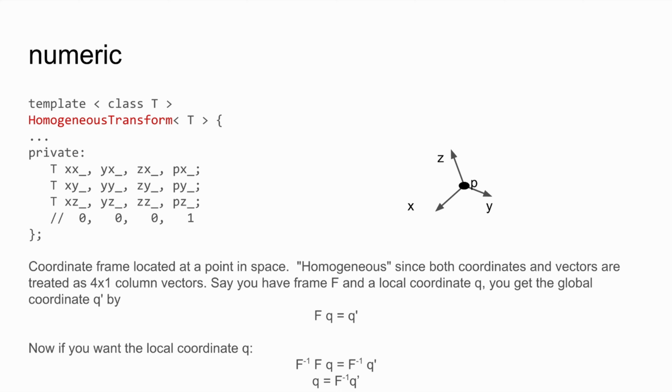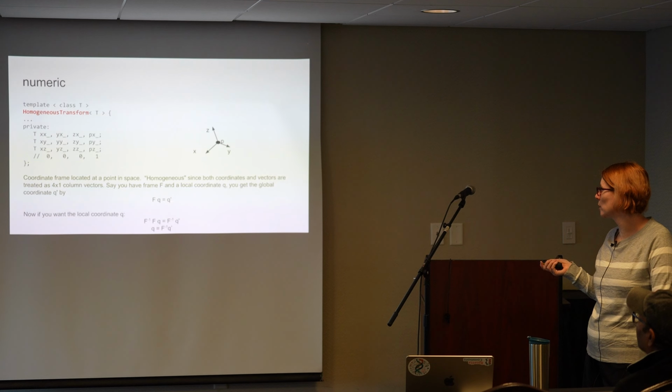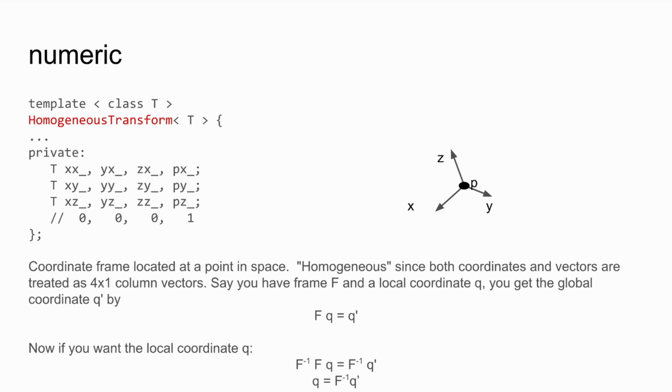So for example, if you have a frame F, which is basically your matrix, and then you have a local coordinate Q, if you multiply that frame with the local coordinate Q, you're basically ending up in the global coordinate system. And so you can use that very easily to go from the local to the global coordinate system back and forth. Now, if you want to compute the local coordinate Q, you add the inverse to that, and then you end up with your local coordinate.